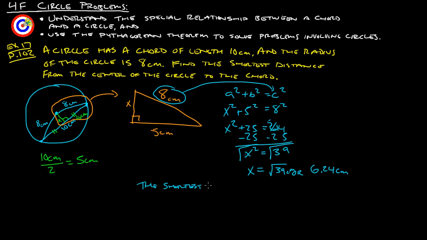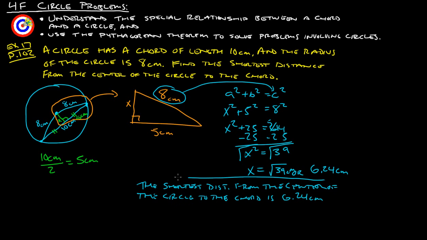Shortest distance from the center of the circle to the chord is 6.24 centimeters. So that's what we figured out.